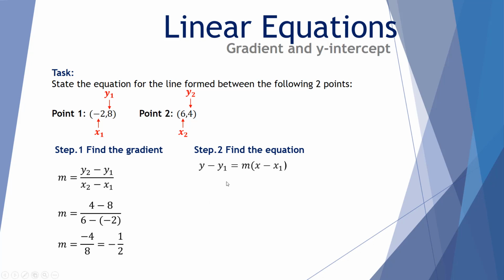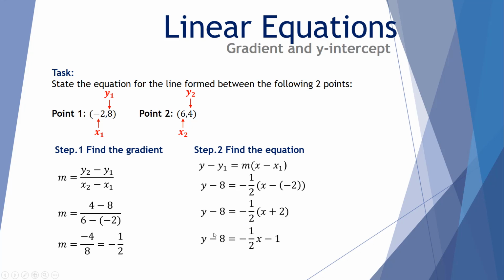Here's our general formula. Let's sub in our y1 value of 8, our m, our gradient of minus 1/2, and our x1 value of minus 2. So first of all, let's simplify what's happening in the brackets here. If I've got x take away negative 2, that's the same as x plus 2. Now I want to expand my brackets. Negative 1/2 of x gives me a negative 1/2 x, and negative 1/2 of 2. Half of 2 is 1, and negative makes it minus 1.